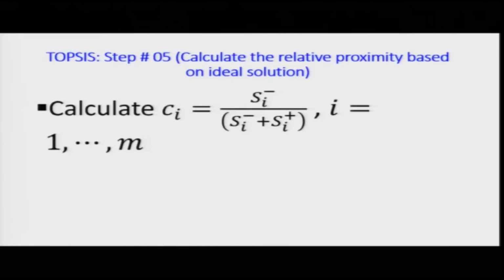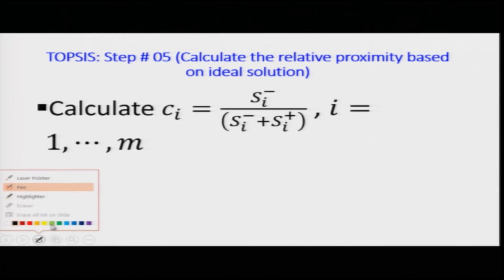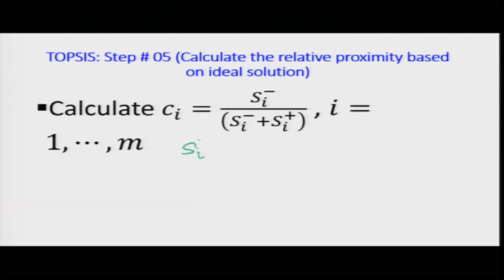Now, once I have that, I find out the relative proximity, so how far and close it is. This would be very simple in the sense I have some positive Si pluses already there, then I also have the Si minus. So, I will calculate the proximity. I am only using one set of calculation, I am using Si minus.